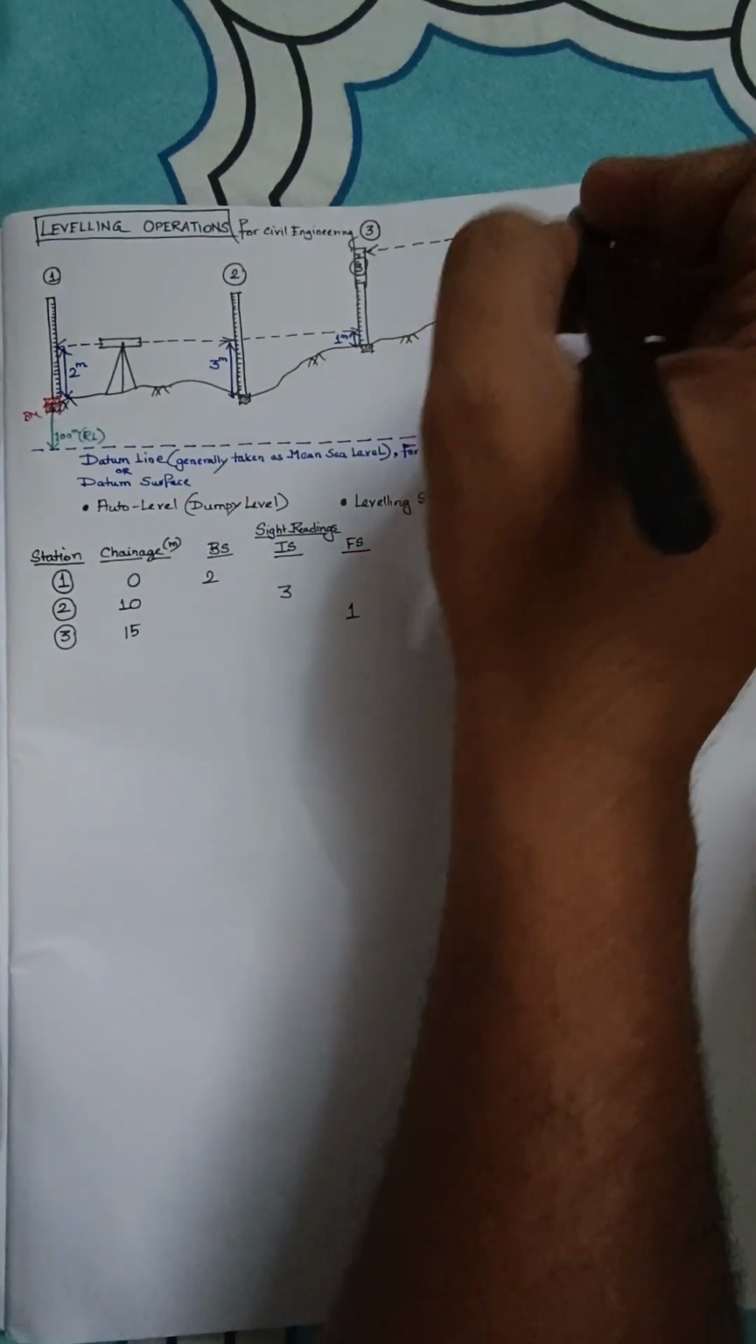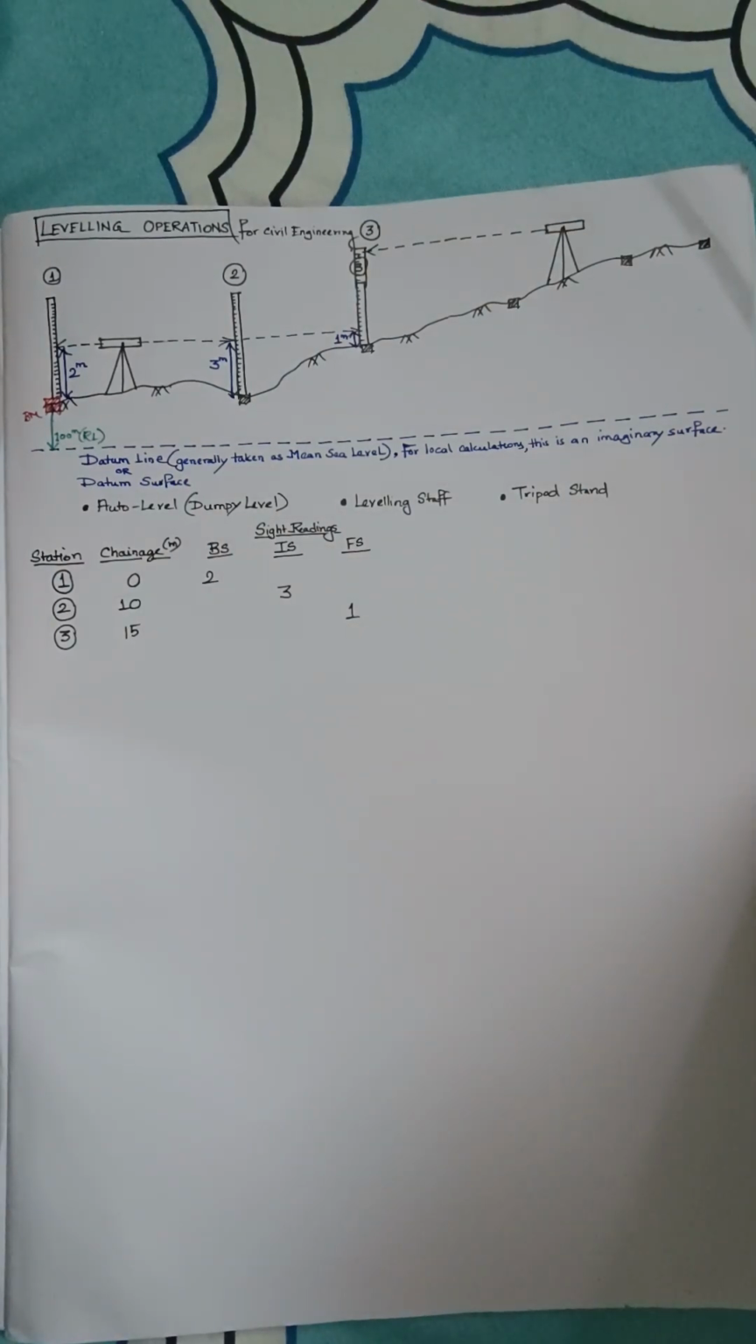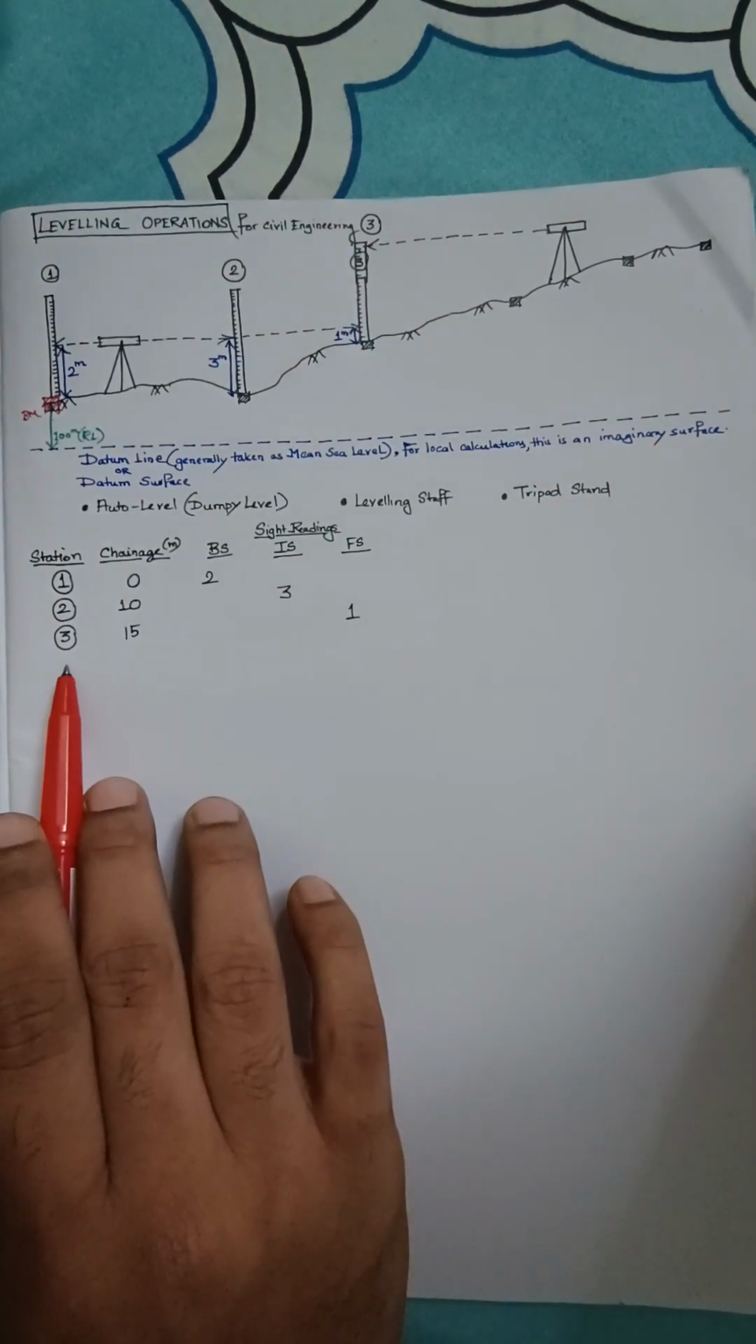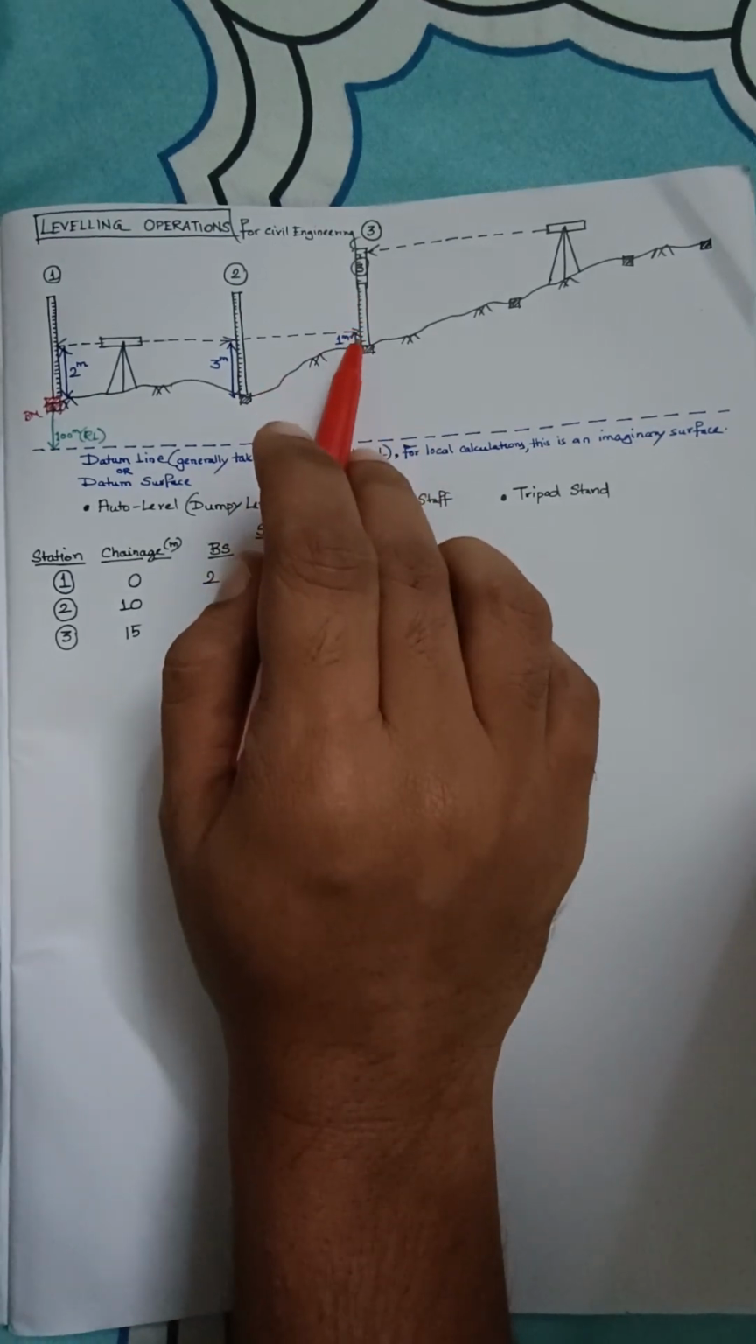This is my new staff reading. Right, so now the thing is, where shall I write it? This is station number 3, and we are still at station number 3. So where shall I write this? It's a $1,000,000 question. Now you see that we have not moved into station number 4. We are still at station number 3. So what to write over here?